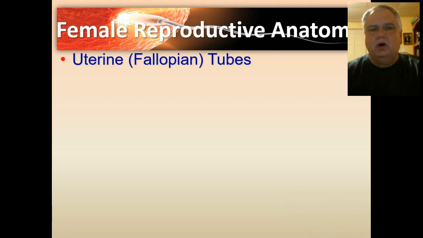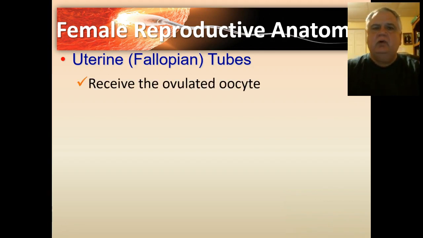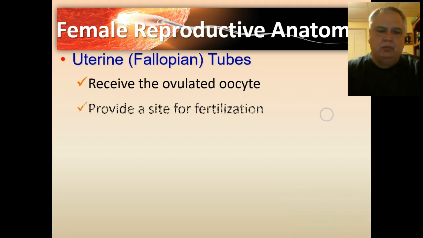Okay, now let's move from the ovaries onto the duct system, and the first component of the duct system we'll take a look at is the uterine or the fallopian tubes. So once ovulation occurs, what happens to that primary oocyte? The oocyte, once ovulated, is going to be transported into the fallopian tubes. So it's going to be received by the fallopian tubes. The fallopian tubes then are going to provide a site for fertilization. So if fertilization is going to occur, it's going to occur in the uterine or fallopian tubes.